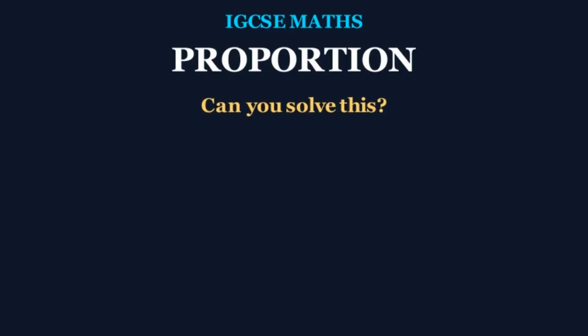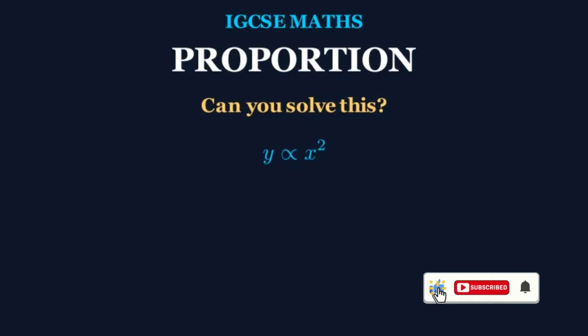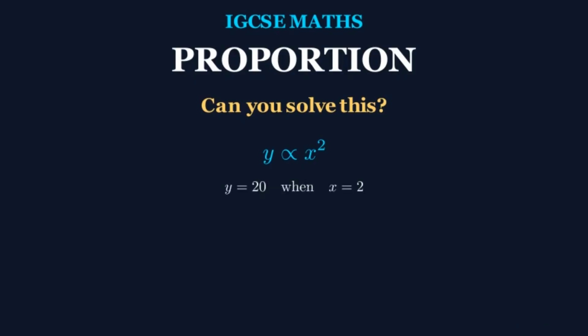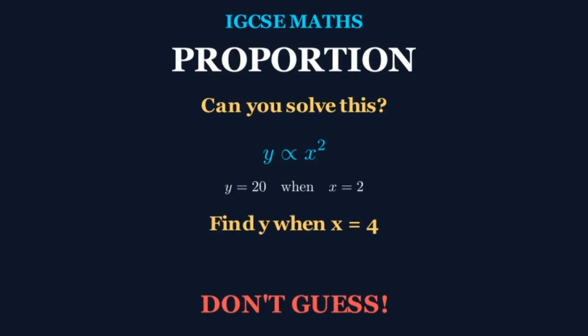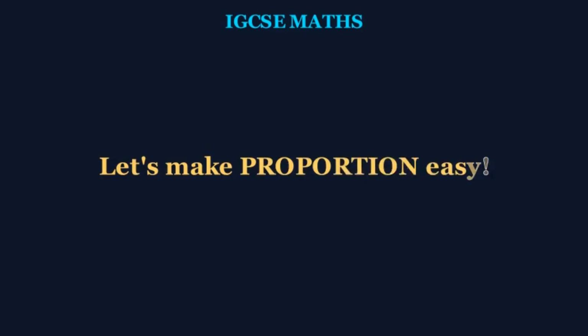But first, can you solve this? Y is directly proportional to x squared. We are told that y equals 20 when x equals 2. Now, find y when x equals 4. Don't guess. There's a simple method that makes questions like this much easier. Let's make proportion easy.